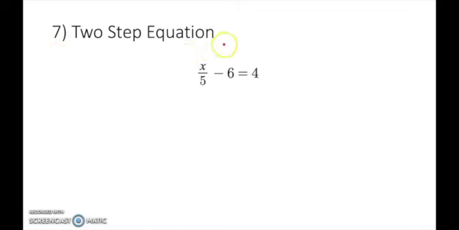We have another two-step equation. So we need to get rid of everything on the same side of the equal sign that is not directly touching the variable x. So let's do the opposite of minus 6, which is plus 6, to both sides of the equation. This cancels out, leaving us on the left side with x over 5, and on the right side we have 4 plus 6, which is equal to 10.